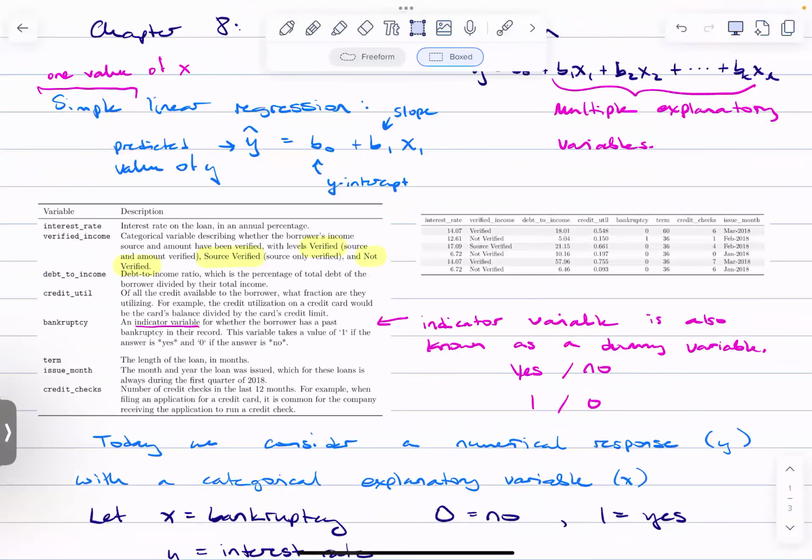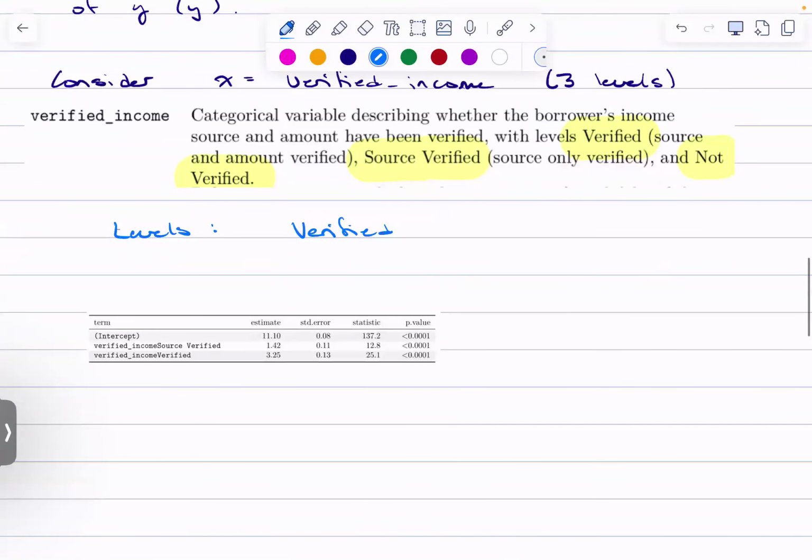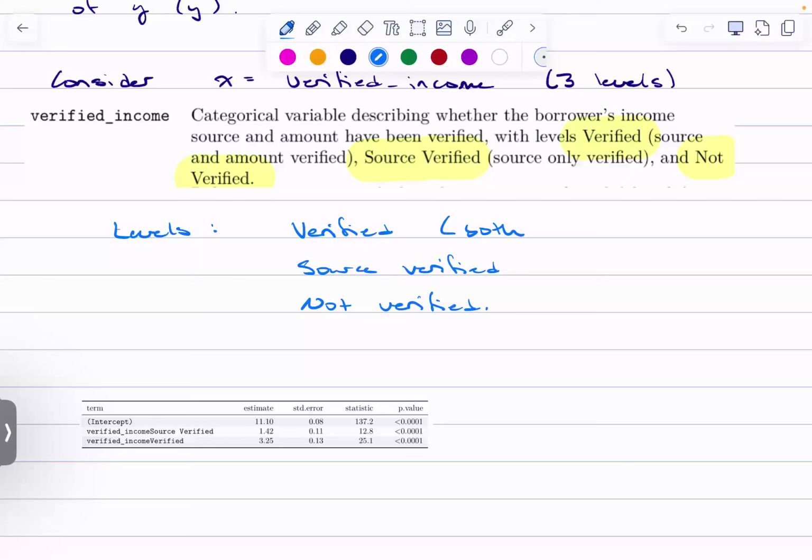So our levels are verified, source verified, and not verified. And so verified is both source and income. So now we have these three levels.